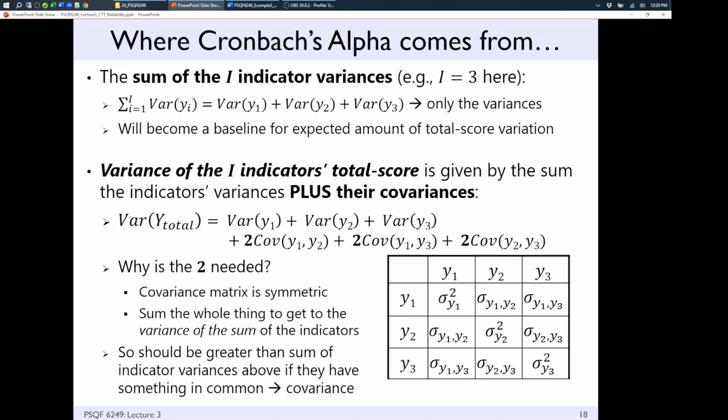So the computation of alpha involves variances and covariances. In particular, two quantities: the sum of the indicator variances and the variance of the indicator's sum, which are not synonyms. The first one, the sum of the indicator variances, is literally just the variance of each item added together. So that is a baseline for the expected amount of variation. The variance of the indicator's total score includes the covariances among the indicators as well. So we have not only the variances, but all possible covariances, each multiplied by 2, because the covariance matrix is symmetric, so the same covariance shows up in two different spots.